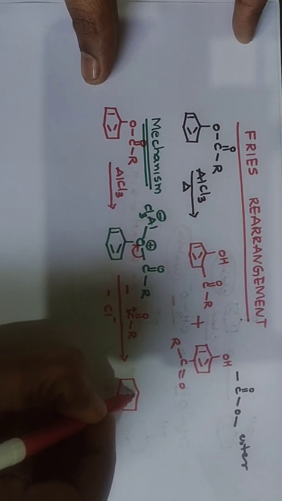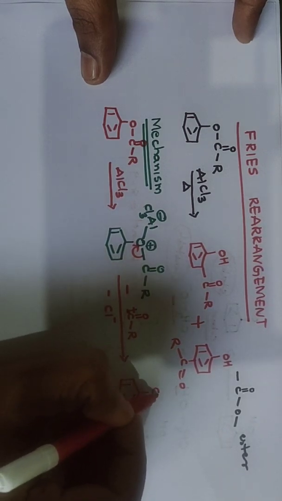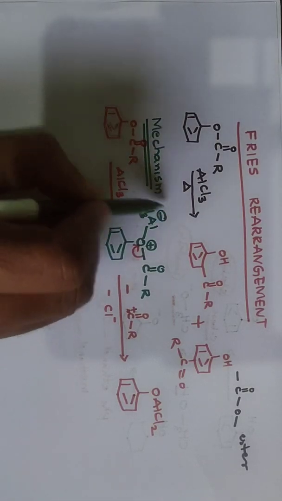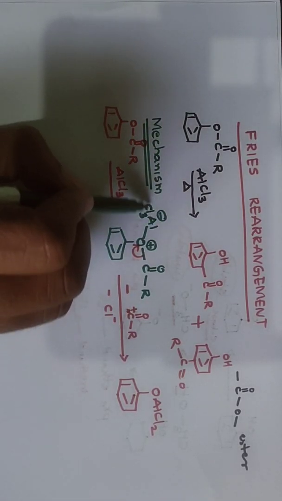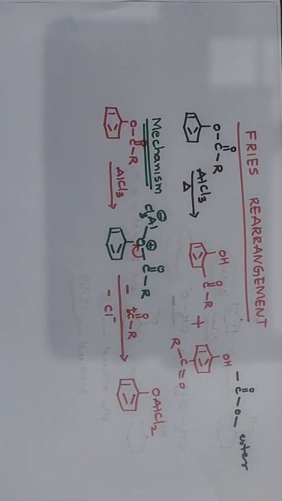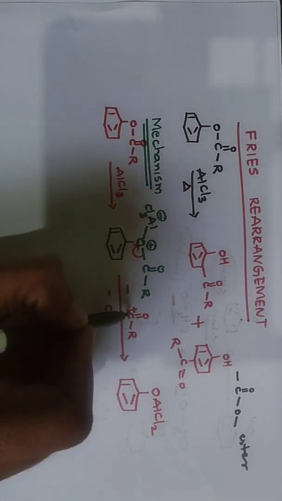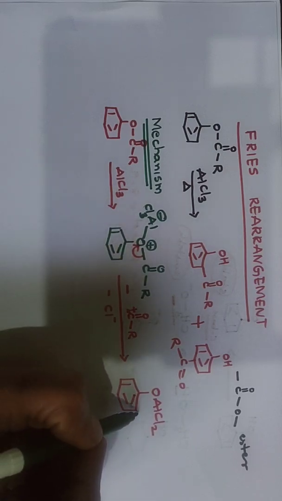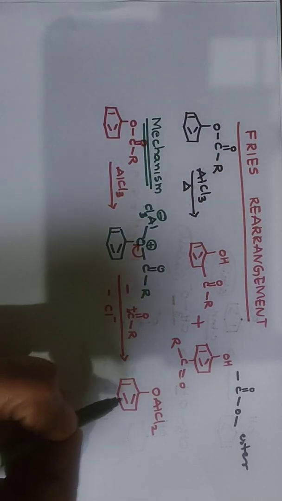You have a ring here, then oxygen, then AlCl2 is what is remaining. This is what you get, oxygen AlCl2, because Cl minus leaves here, as well as this bond breaks, the electron moves here, so this part will acquire a positive charge. Next, what happens? Next, electrophilic substitution takes place, where this group attacks either the ortho position or the para position. If it attacks the ortho position, you get this product. If it attacks the para position, you get this product.